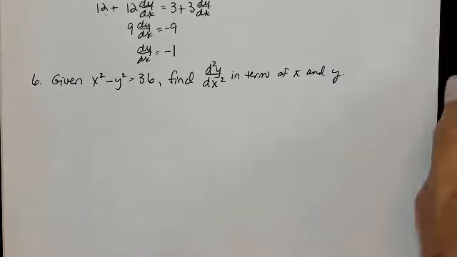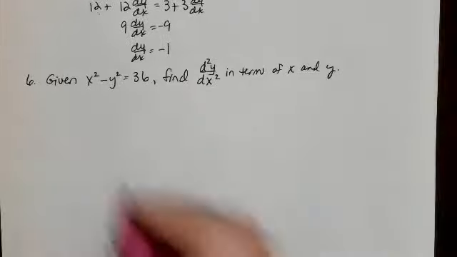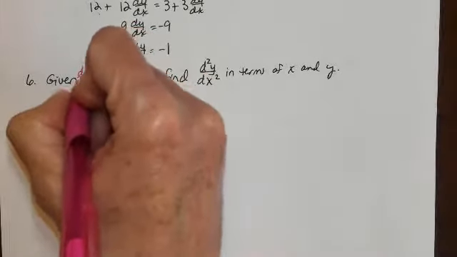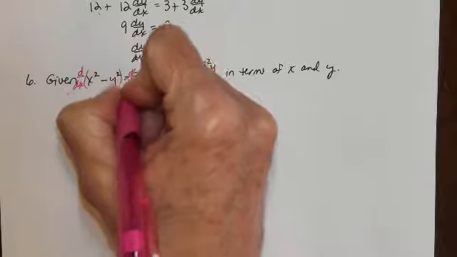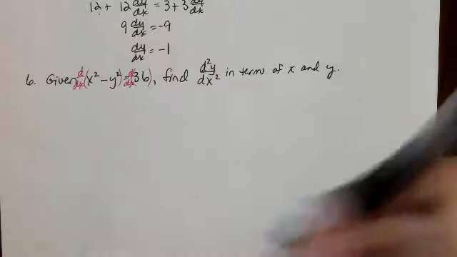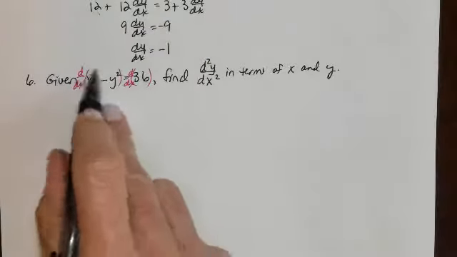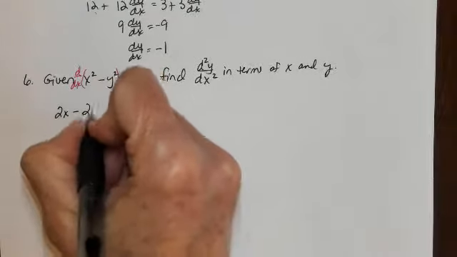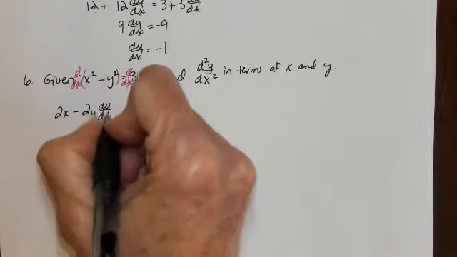So I'm going to take my expression, take the derivative of both sides with respect to x, and on the left-hand side of the equal sign, I'm going to have 2x minus 2y dy/dx.